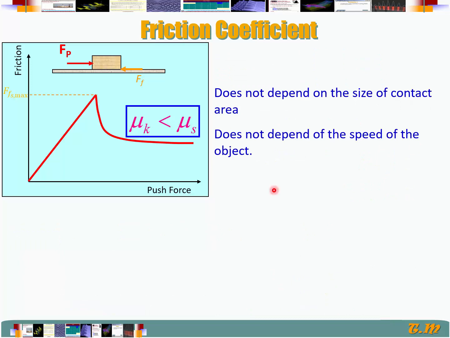A couple of important points. The coefficient of friction, this is counterintuitive, but the coefficient of friction does not depend on the contact area, the size of the contact area between both surfaces. It's counterintuitive, but it's important to remember that. And it also does not depend on the speed of the objects relative to each other. Both of these are counterintuitive, but they are important.